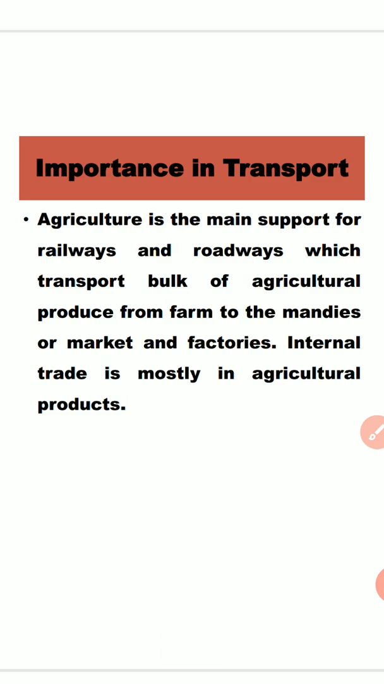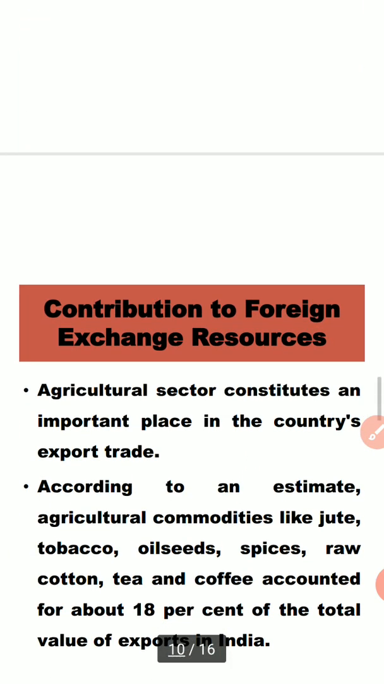Next is importance in transport. The agriculture sector provides the base for the transport industry in India, because most of the business comes from the agriculture sector to the road transport as well as railways. Whatever agricultural products are produced are bulky in nature, so they require more transport. So the transport industry gets its business from the agriculture sector. This way also agriculture plays a very important role in the economy.